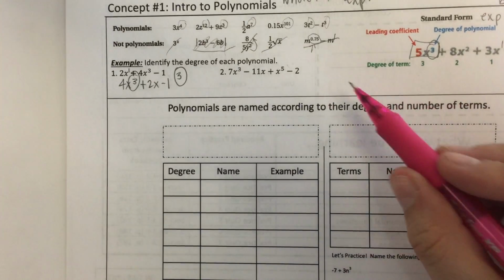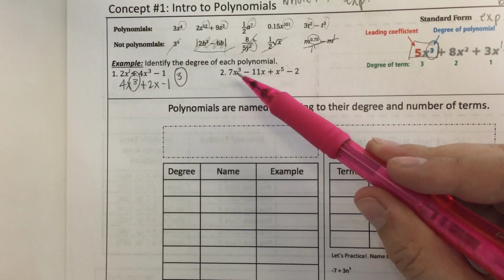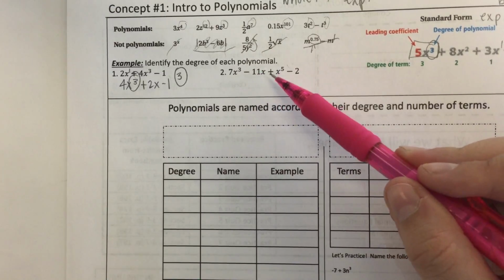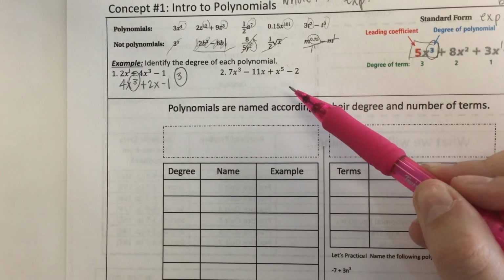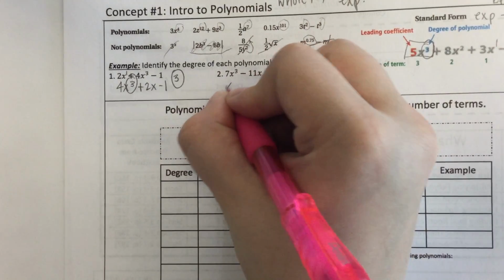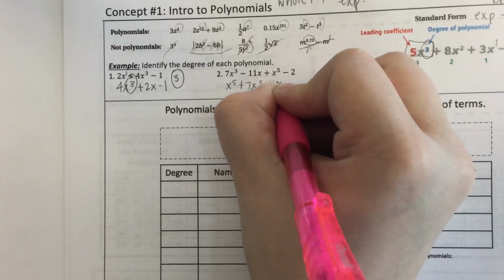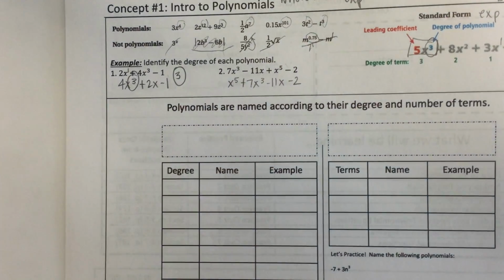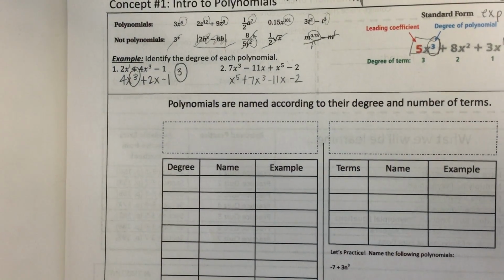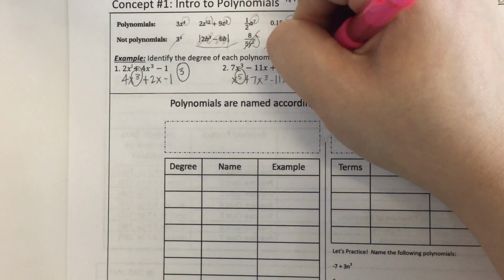All right, number 2. Again, this one's not in standard form. This one says 7x cubed minus 11x plus x to the 5th minus 2. Let's write it in standard form: x to the 5th plus 7x cubed minus 11x minus 2. Okay. Now it's in standard form. We can easily see the biggest exponent is 5, so this one has a degree of 5.